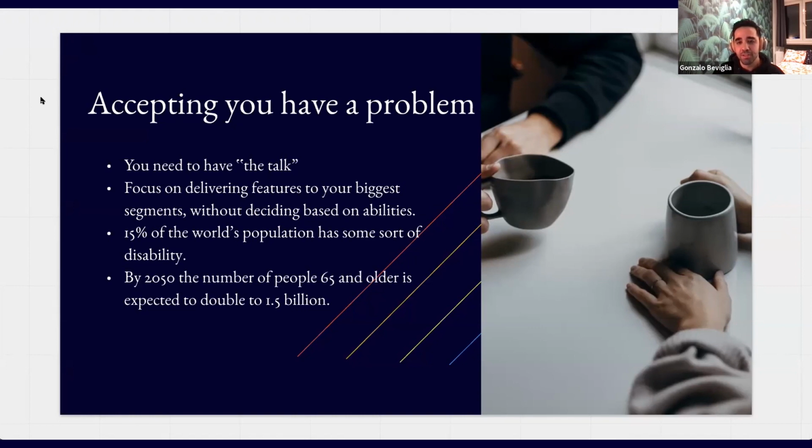To put it into perspective, statistics show that 15% of the world's population has some sort of disability. By 2050, the number of people 65 and older is expected to double to 1.5 billion, with a B. We are in hypergrowth at Miro. Our usage is growing exponentially, and that made us realize that we were lacking in some of these areas. Our segments could become even bigger if we allowed every human to interact with Miro. We were also growing a lot internally, so we had to address several accessibility issues before newly hired engineers started to grow our code base even more.